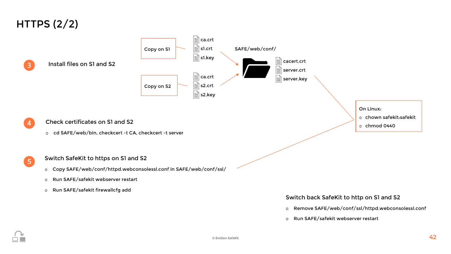Finally, switch the web server on both S1 and S2 to HTTPS. To do this, copy the httpd.webconsolessl.conf file into the SSL directory, restart the web server, and run the firewall CFG command. After completing these steps, you should be able to connect to the web console using HTTPS on port 9453. If it does not work, you can switch back to HTTP by removing in the SSL directory the httpd.webconsolessl.conf file and restarting the web server.